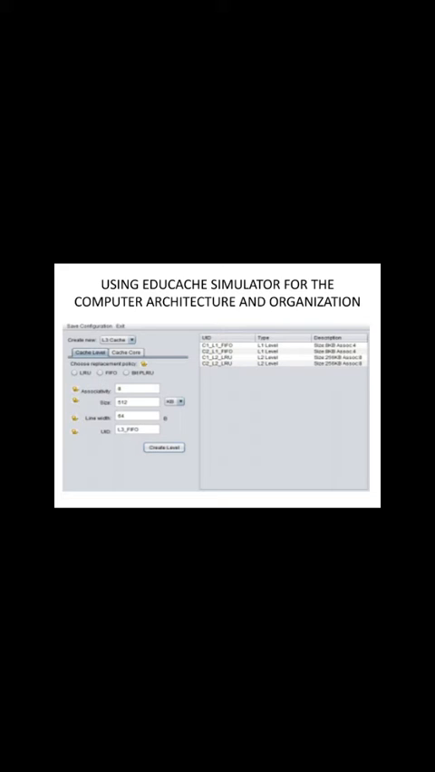EDUCache Simulator works in two modules: the first one is the design module and the second one is the simulation module. First we are going to see about design mode. The student can configure various cache parameters and levels to create instances of cache levels and share them among chip codes.